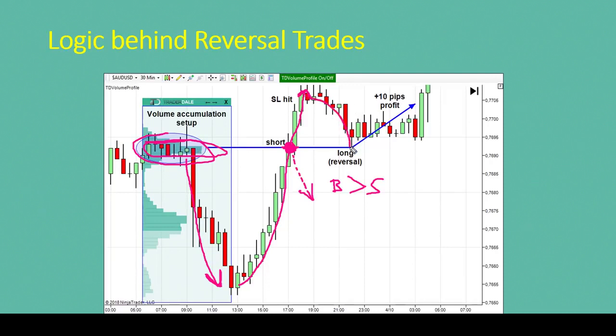So when the price makes it back, those buyers won't let the price go below this point. They know that this is a significant place, so they'll push again and they'll defend this area, this price level, and they'll push the price upwards. And that's the logic behind reversal trades.